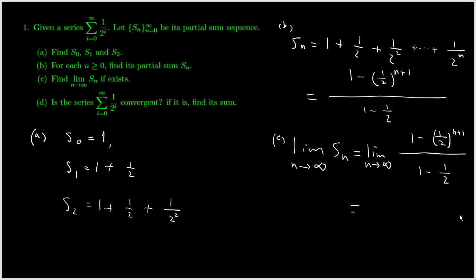So the final answer is given by, after the limit of that term is equal to 0, the numerator becomes 1, right? The denominator becomes 1 minus 1/2. Of course, the final answer is 2. It's 1 over 1/2. The final answer is 2.